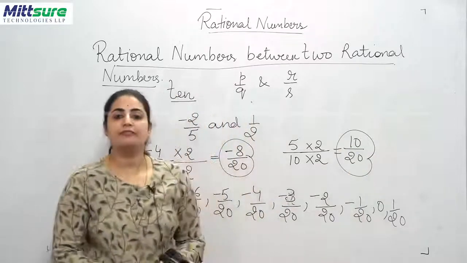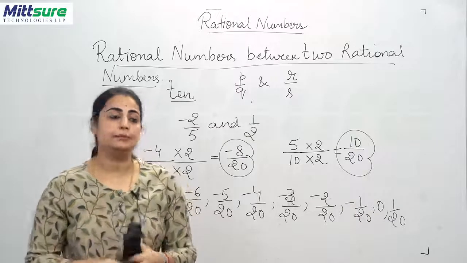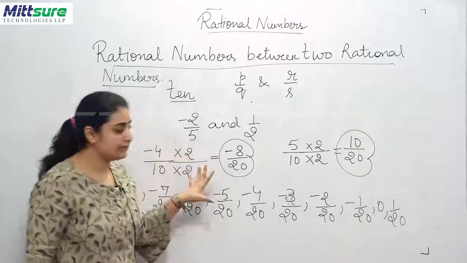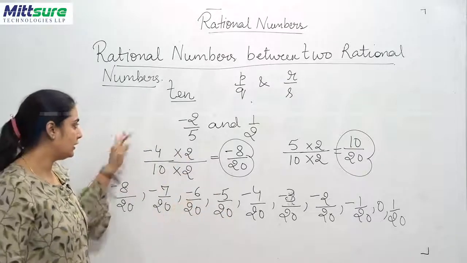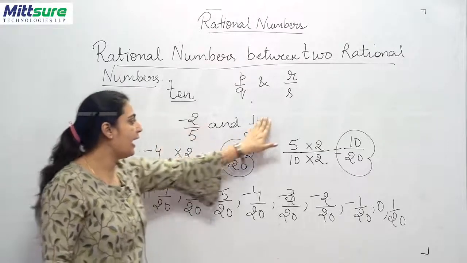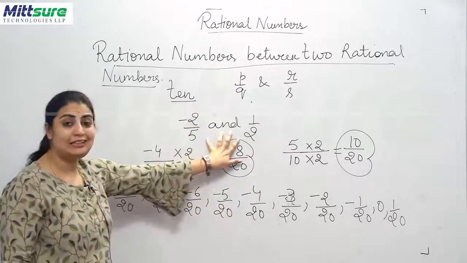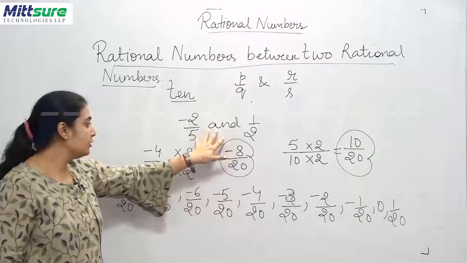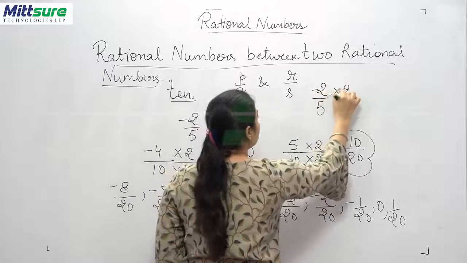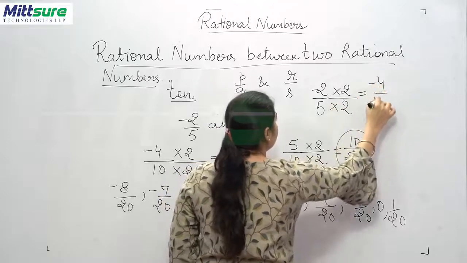So this is how we find the required number of rational numbers between any two rational numbers. Now let me repeat the same example again for your convenience. I had two rational numbers, -2 upon 5 and 1 upon 2. I was supposed to find 10 rational numbers between only these two. In the first case, I multiplied -2 upon 5 with 2 in the numerator and denominator, so I got -4 upon 10.